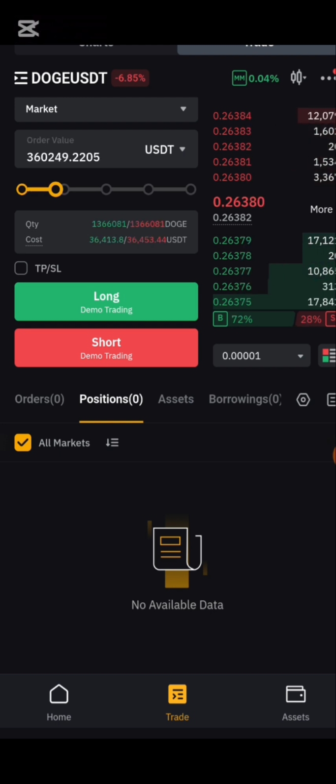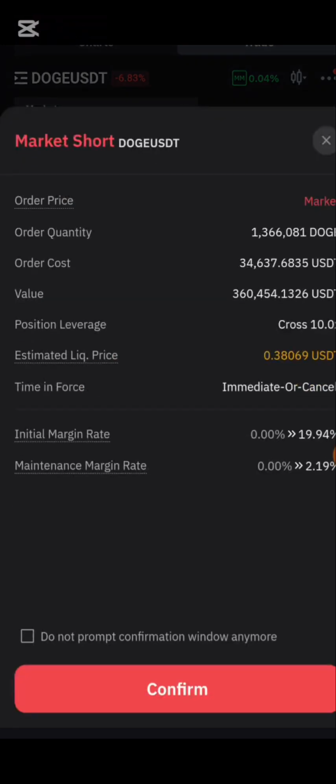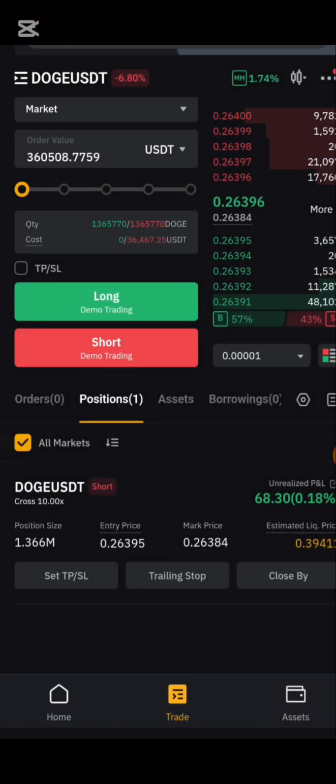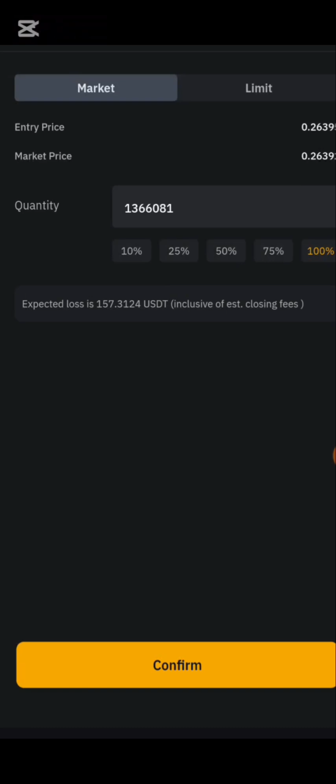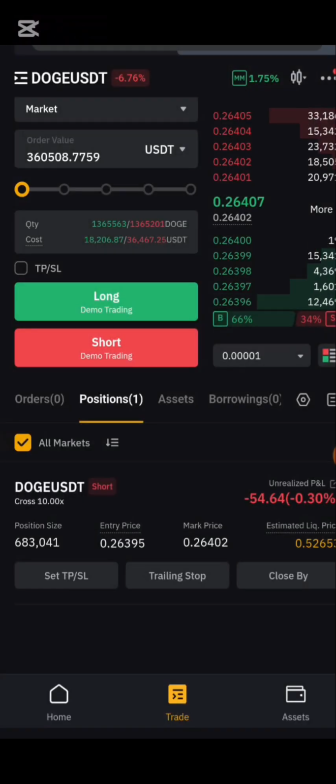Okay, so let's check this one right here now. Let's place the trade right away, okay? As usual. All right, here. Okay, now the market is not in our favor. Do not panic, okay? Definitely sure it will go back. All right, let's take 50%, okay?